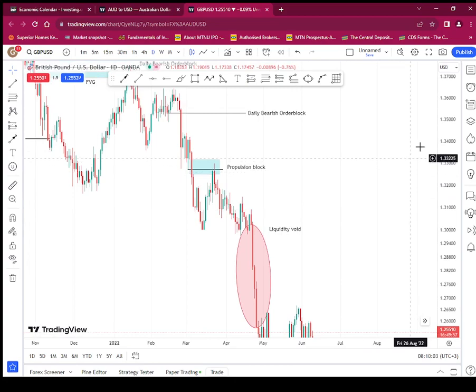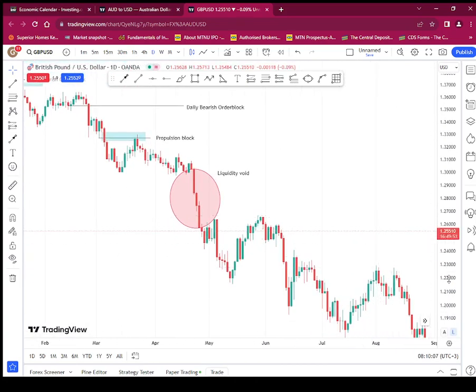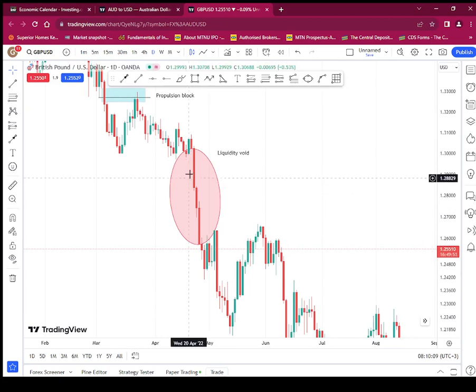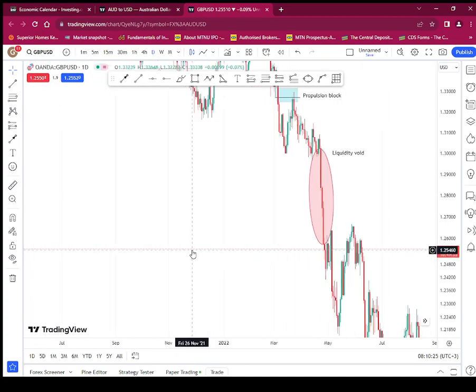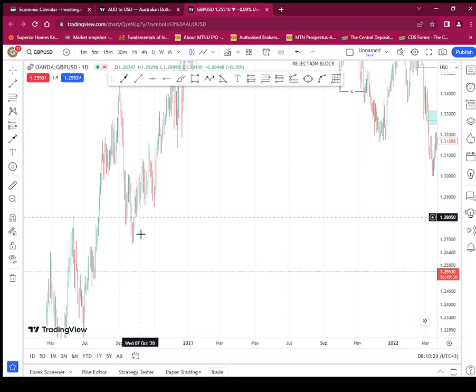The last thing that I'll be teaching you guys in this video is a liquidity void. A liquidity void is a series of fair value gaps, either bullish or bearish. It means the market had really good momentum to fall to the downside. It could be because of fundamental news that will push the market down, or a grab of liquidity at these lows.